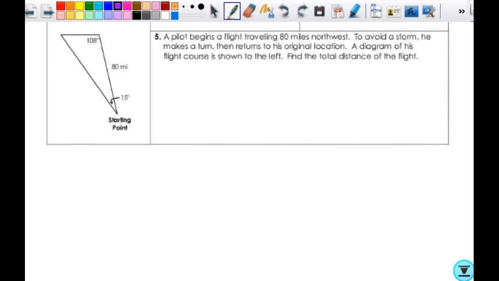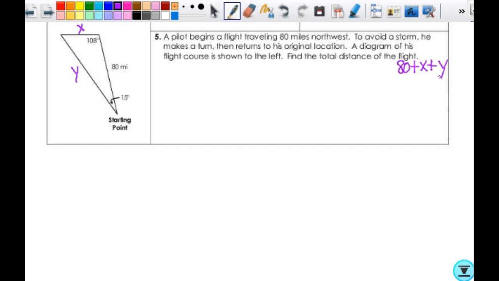Number 5 says, a pilot begins a flight traveling 80 miles northwest. To avoid a storm, he makes a turn, then he returns to the original location. A diagram of his flight course is shown, so you don't have to draw the picture. Find the total distance of the flight. So if I want the total distance of the flight, that means I have to do what? Find both sides, because I want to find the perimeter, right? So I'm going to name them x and y. So we'll name this one x, this one y. It doesn't really matter. And in the end, my answer is going to be 80 plus x plus y. Like, I'm going to remind myself in the end, I've got to actually do something here, right?